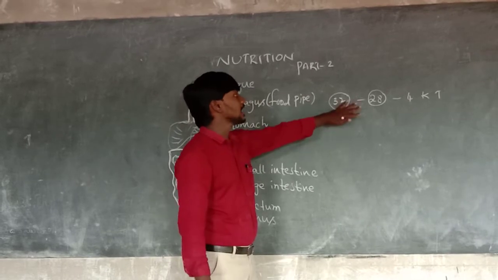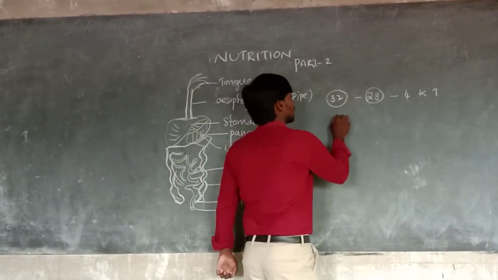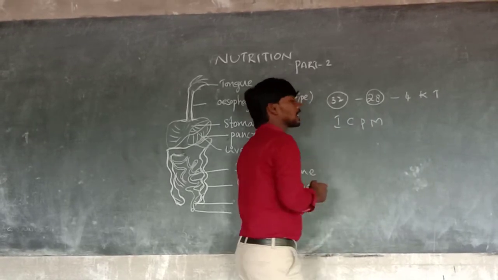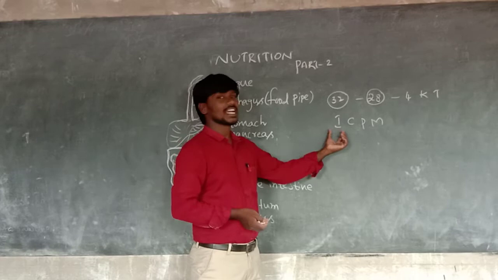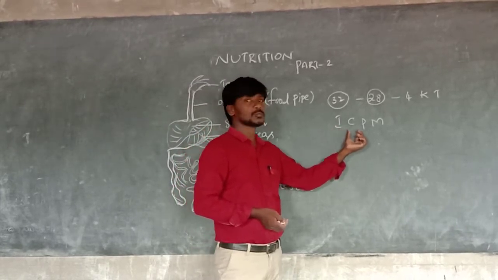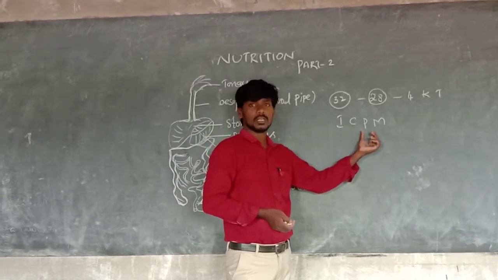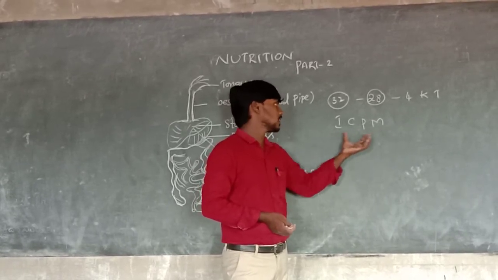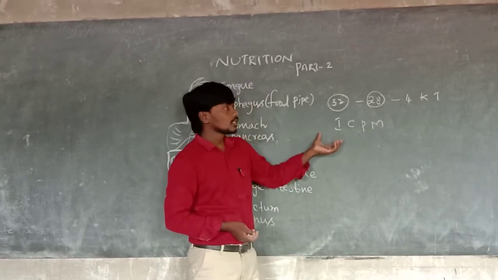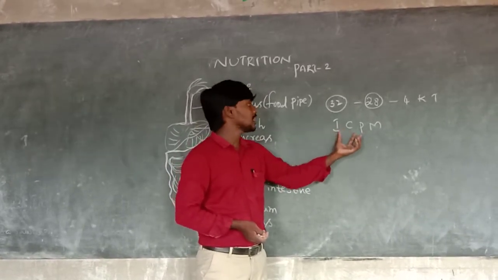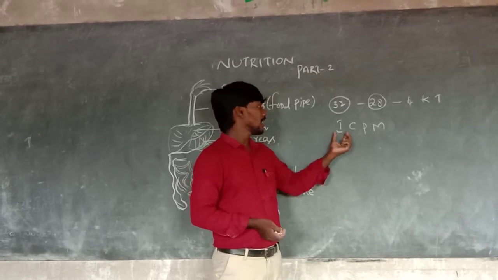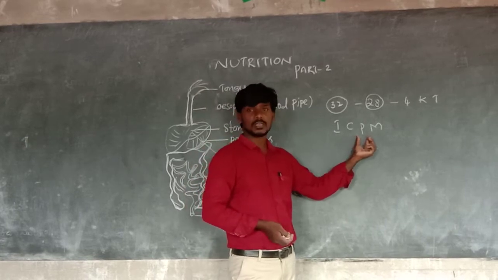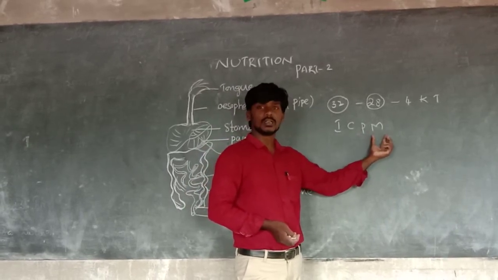The 28 teeth can be of 4 types. That is called ICPM. What is ICPM? I stands for incisors, C stands for canines, P stands for premolars, and M stands for molars. That is the short form of the types of teeth.